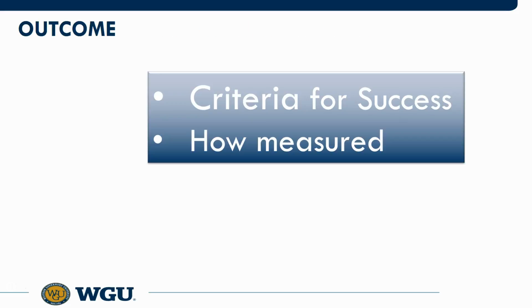Outcome. Explain what you expect for outcomes from the project. A general statement of anticipated success isn't enough. You must state the criteria for success and how those will be measured.